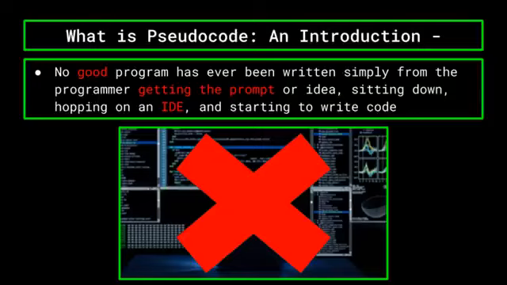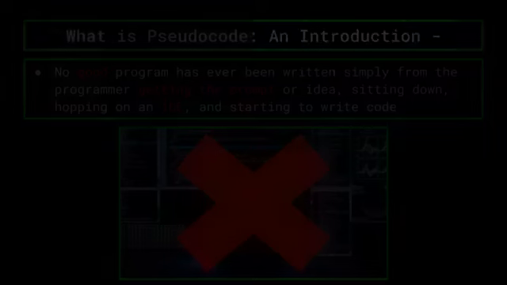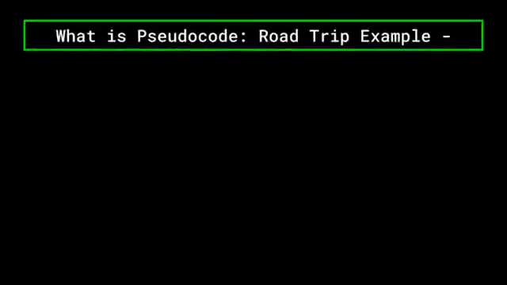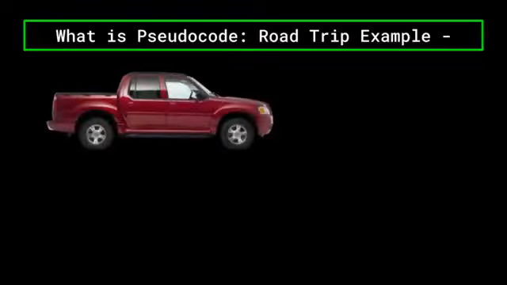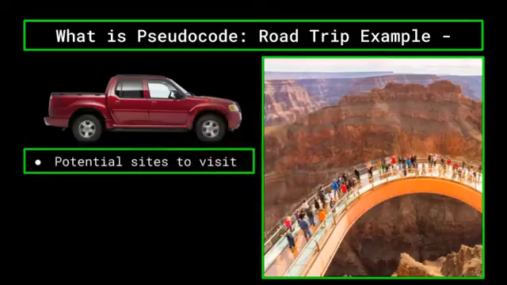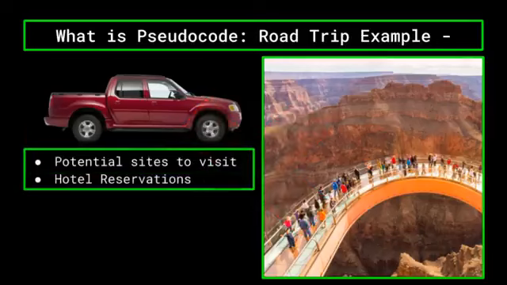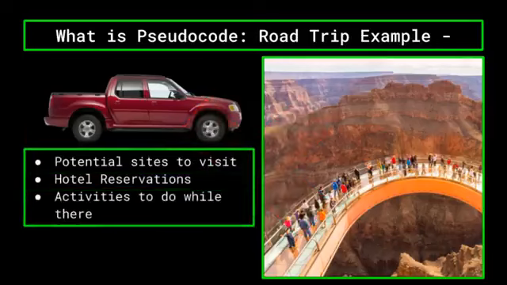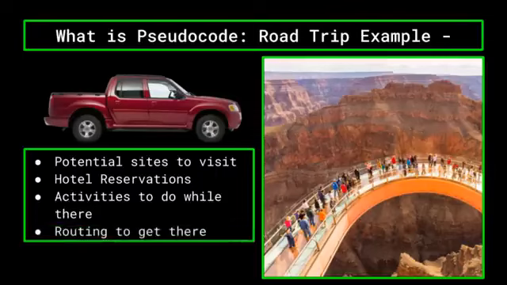This is where pseudocode comes into play. Think of pseudocode like this. If you wanted to take a family trip to the Grand Canyon, would you simply hop in your car and drive off and figure out things later? No, because that would be ridiculous. Instead, you would spend some time planning out the trip. What sites or places do you want to visit? What hotel reservations are you going to have to make? What kinds of things are you going to do when you get there? What routes or highways are you going to take and why? All of these things must be determined before you can even think about hopping in your Ford Explorer.